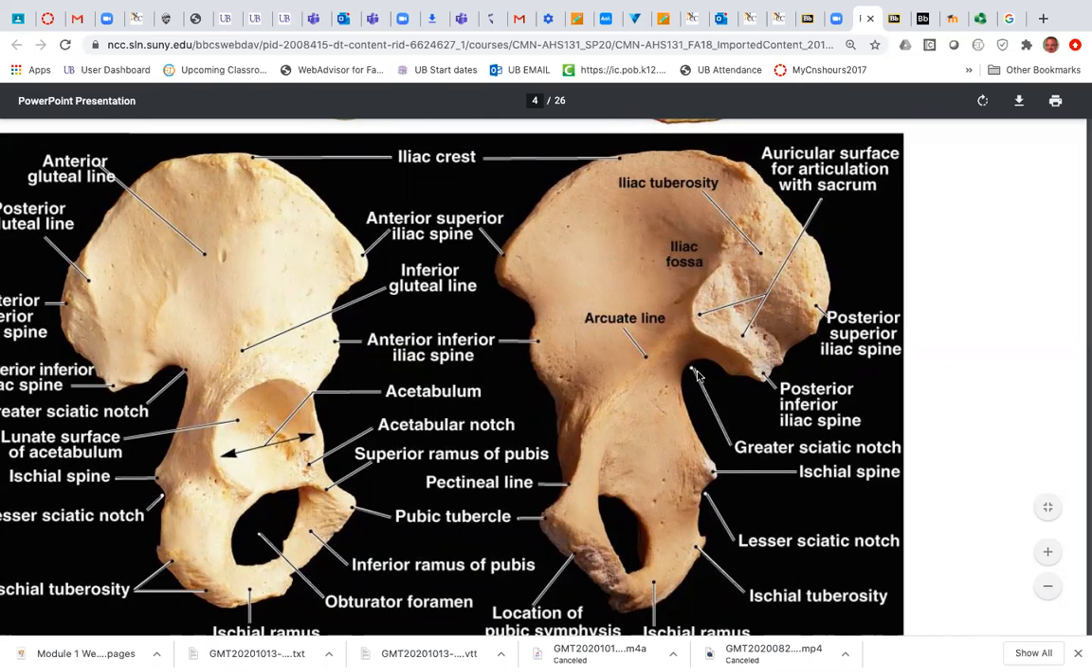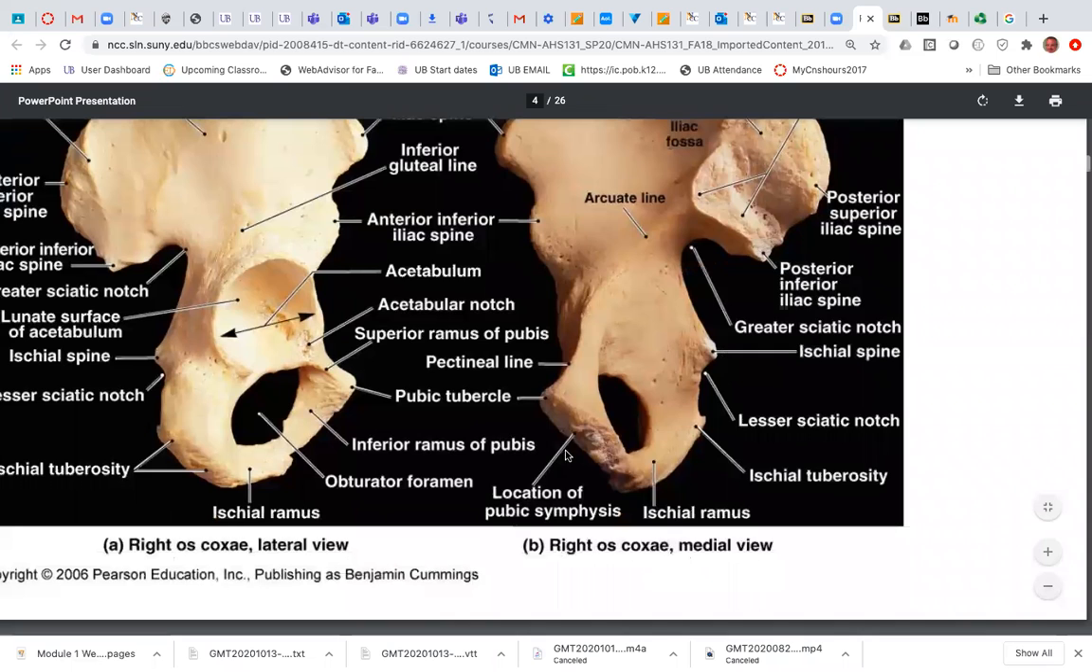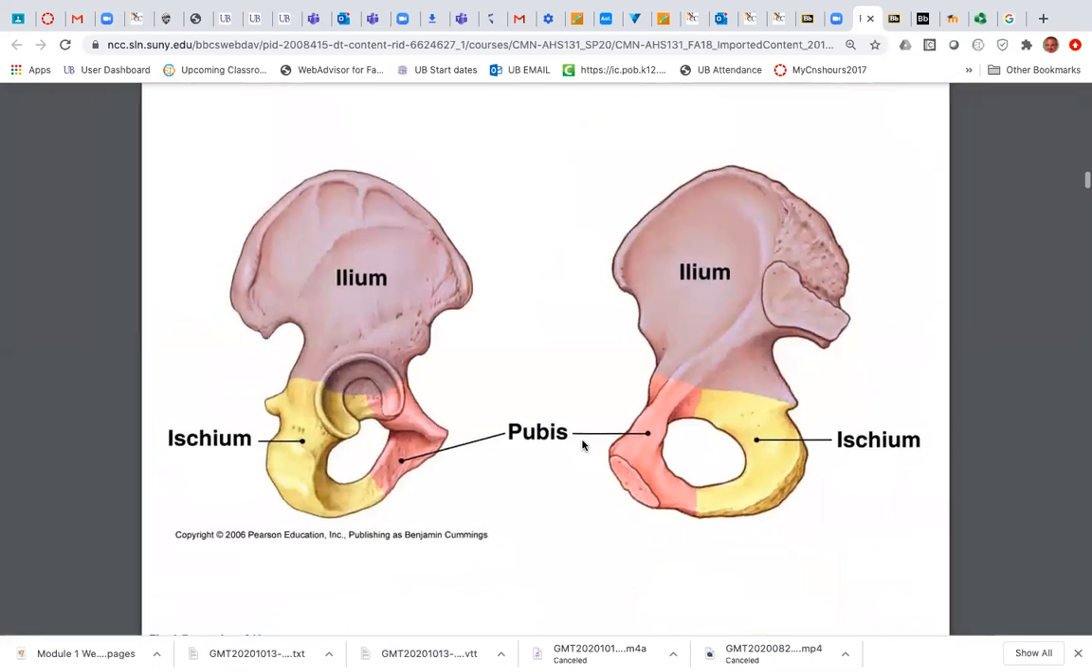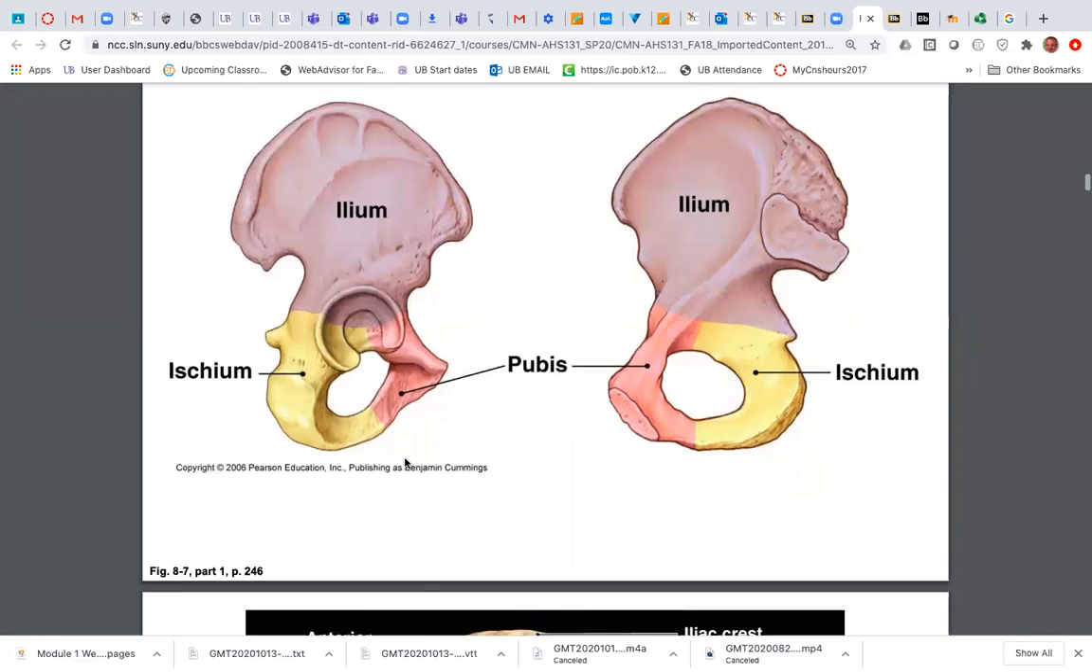From this view, you could still see the greater sciatic notch and the lesser sciatic notch and the ischial spine that separates it. Here we get a better view of the pubic tubercle, and this surface here is where the pubic symphysis, which is cartilage and runs vertically up and down, separates the right innominate bone from the left innominate bone. We'll show you that cartilage in a second. Again, you can see the three major parts: ilium, ischium, and the pubis.